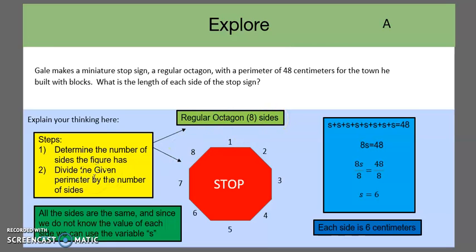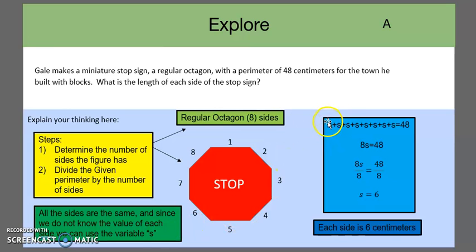Then the next step is to divide the given perimeter by the number of sides. The problem tells us the perimeter is 48 centimeters. So we're going to add up all the sides, which are the same value, and set it equal to 48. Just as a reminder, all the sides are the same, hence regular octagon. With any regular polygon, all the sides are the same. Since we do not know the value of each side, we can use the variable s.